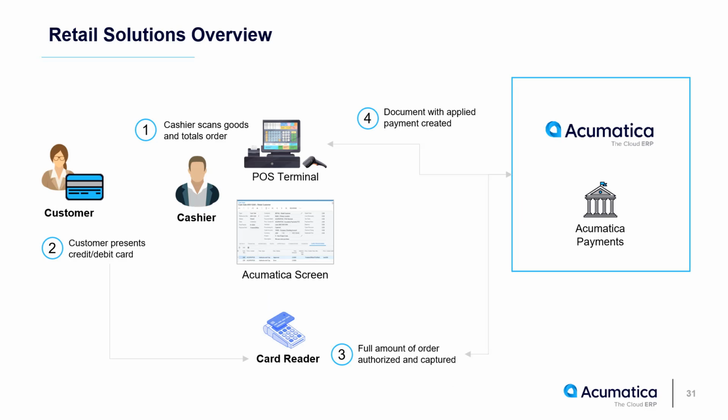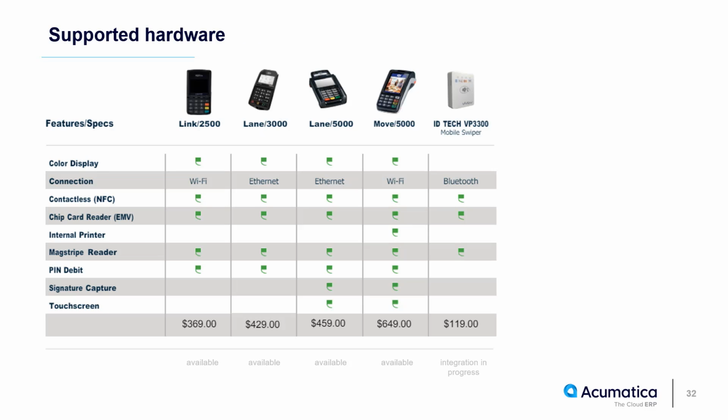In 24R1, we made it easier to collect card-present payments directly from Acumatica screens using integrated chip readers. This delivers a retail solution for customers who process a few transactions per hour. For higher volume retailers, we recommend an integrated point-of-sale solution. Acumatica Payments customers can purchase the hardware option that works best for their business.